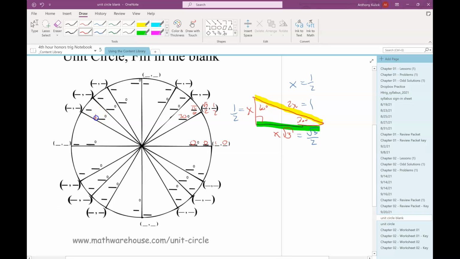Over here at 150 degrees, I also form a reference angle of 30 degrees, correct? That's the same thing as 5 pi over 6. So the x-coordinate would be the same thing except negative, because we're in the second quadrant, and the y-coordinate would just be the same.